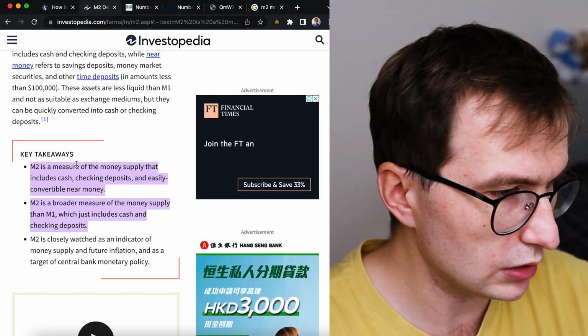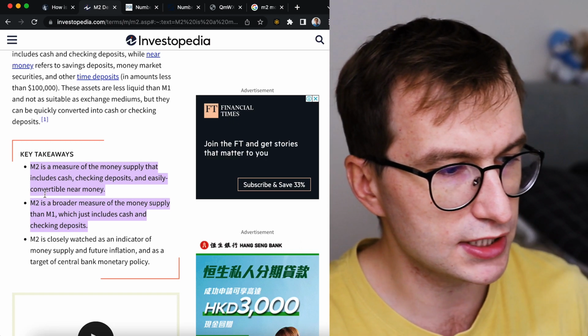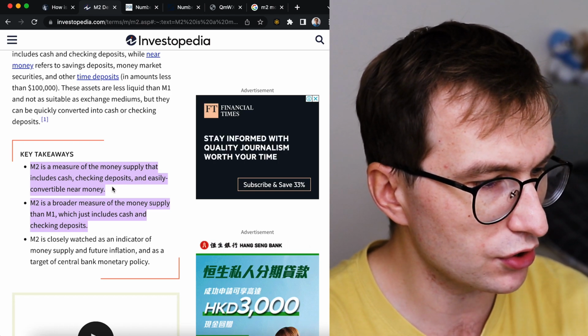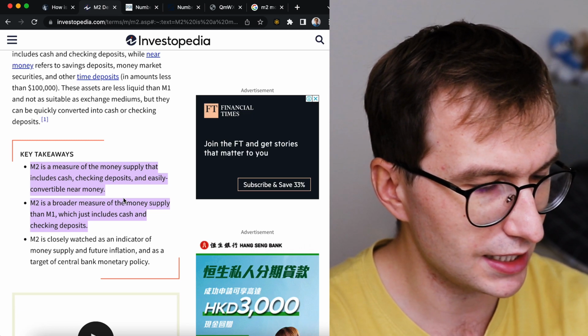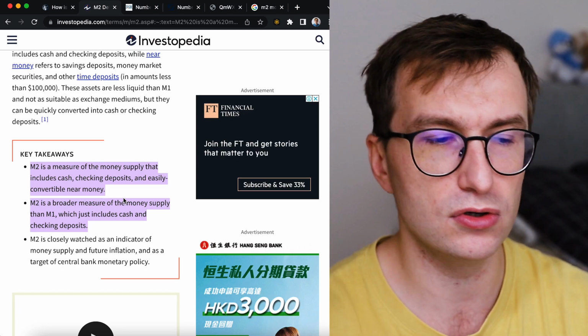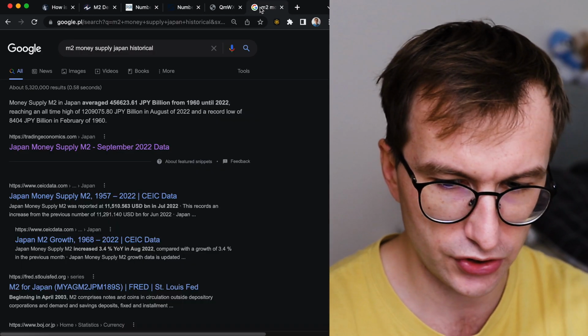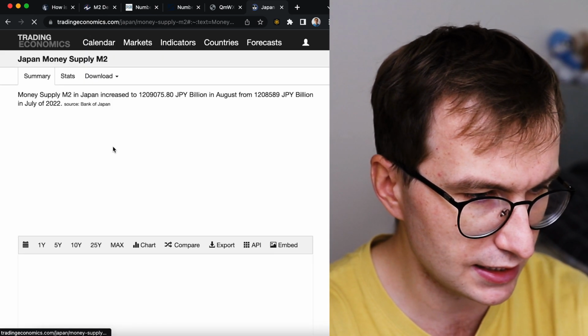And what is M2? It measures the money supply that includes cash, checking deposits, and easily convertible near money. It's a broader measure of the money supply than M1. I don't recommend looking at M1. It's not very clear how they count it, right? So this would probably be a better representative.